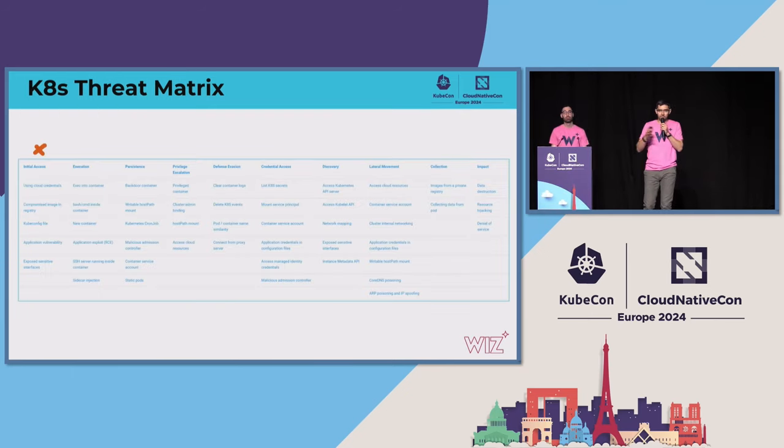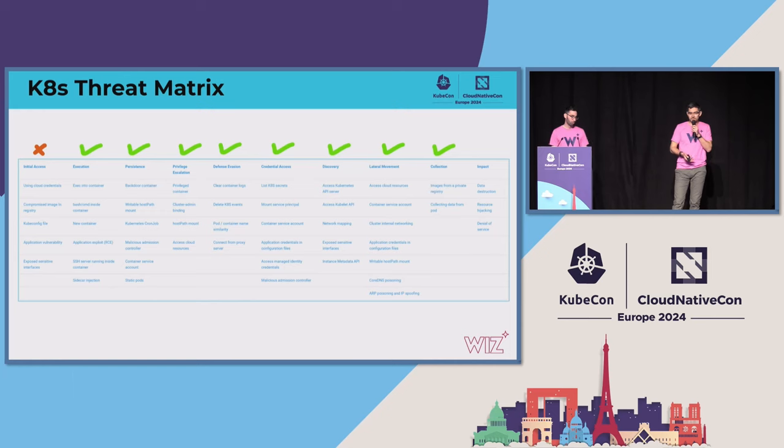Now, when we're talking about threat matrices, which stages of the threat matrix are the LOTL techniques actually applicable to? Pretty much all the stages. Besides initial access, pretty much everything, maybe even impact, is pertinent to LOTL techniques. They can be abused anywhere.